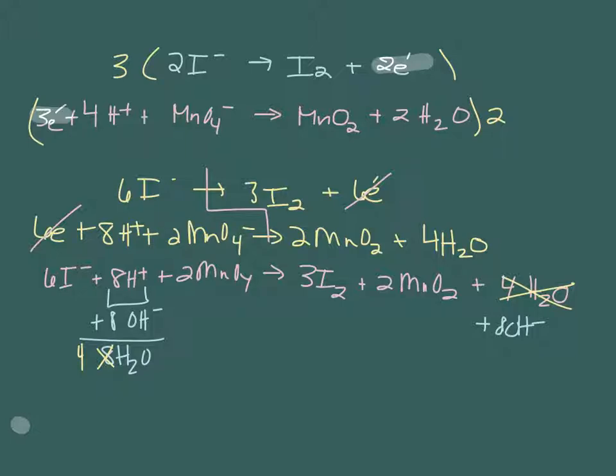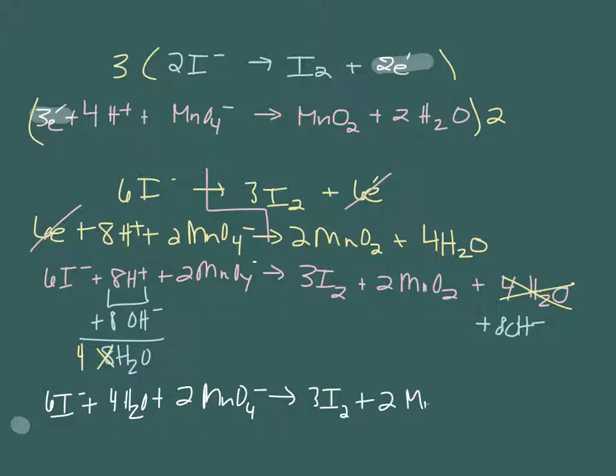Now I'm going to rewrite my reaction so it looks nice and clean and finished. 6 iodide ions plus 4 water molecules plus 2 permanganate ions. Oops, forgot the charge earlier. Yields 3 iodine molecules, 2 manganese 4 oxides, and 8 hydroxide ions. And that's how you balance a redox reaction in base.